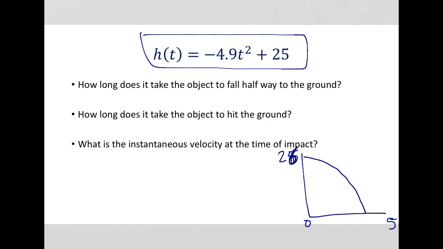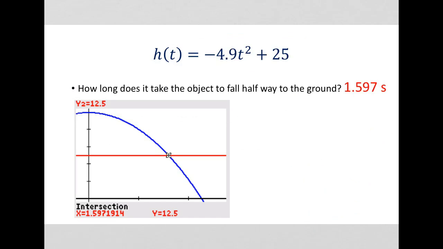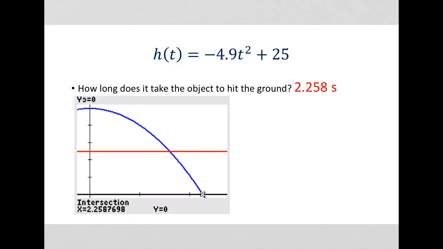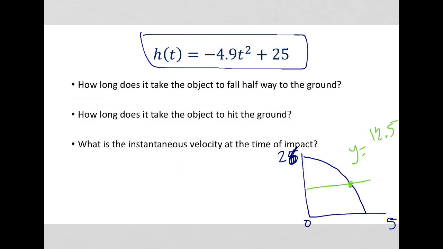And we want to know how long does it take the object to fall halfway to the ground. So for this, you should just graph the horizontal line y equals 12.5, half of the distance, and then do an intersection point, and you will find that t value. So if you do that, you will get 1.597 seconds. And so then let's look at the next question. Next question is, how long does it take the object to hit the ground?